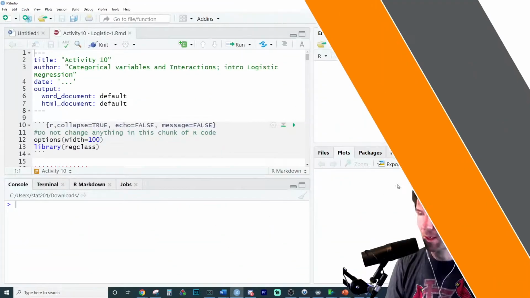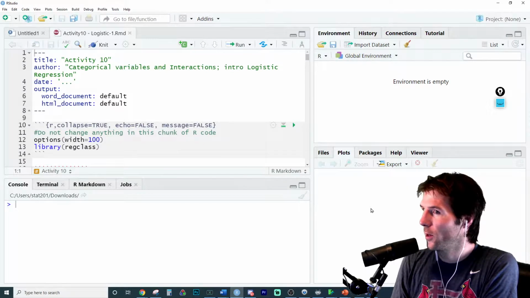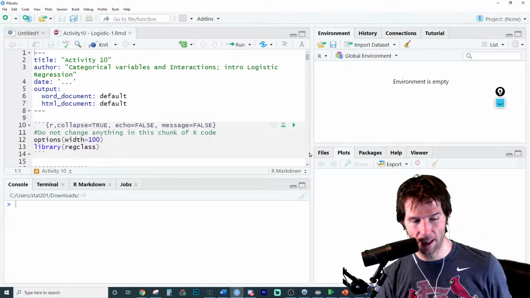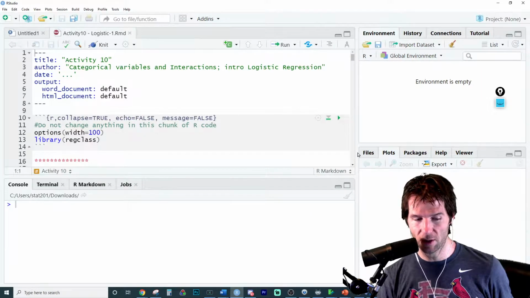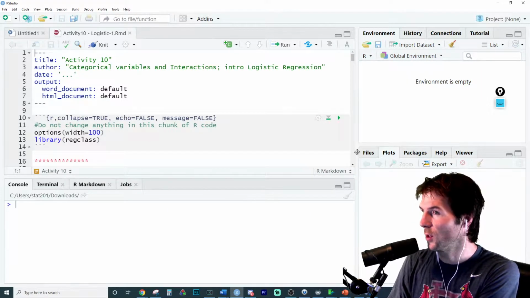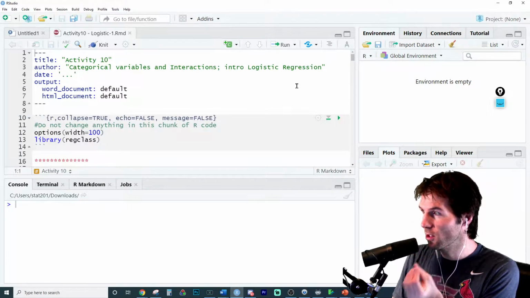We're going to get started here with some activity. So let's just load it up. Here we go. MuBot is awake, and we are going to start some activity here. We have Activity 10, categorical variables and interactions, introduction to logistic regression. Now, what I want to point out right here is logistic regression.